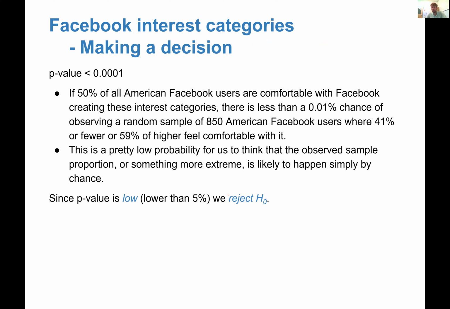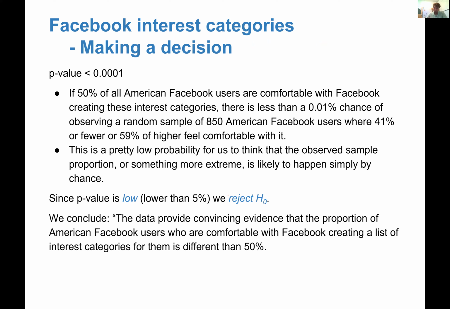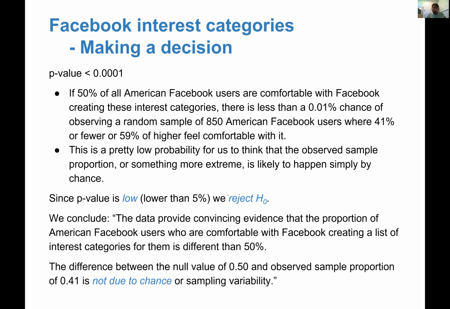So since the p-value is low, lower than 5%, we reject the null hypothesis. So that's our decision. So we conclude the data provide convincing evidence. These words are important: the data provide convincing evidence that the proportion of American Facebook users who are comfortable with Facebook creating a list of interest categories for them is different than 50%. The difference between the null value and the observed sample proportion of 0.41 is not due to chance or sampling variability. Okay, that's how we conclude something like this.